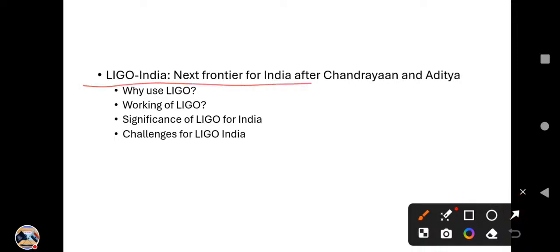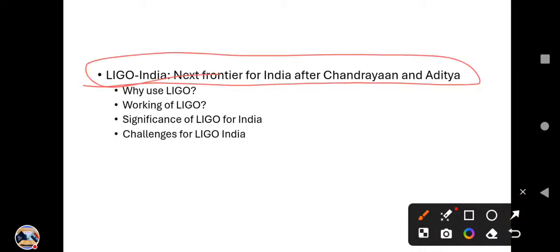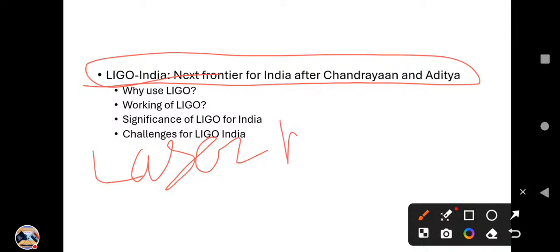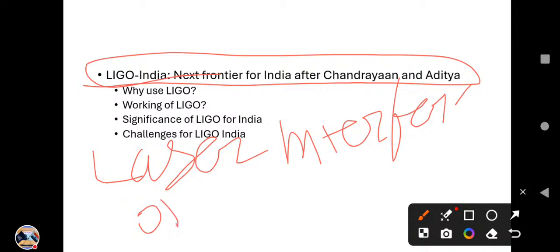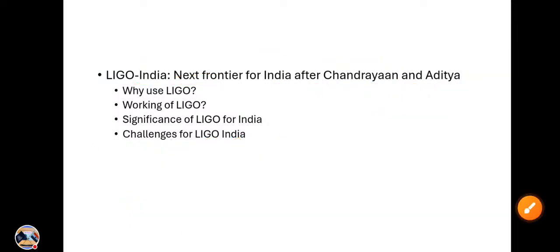Next is LIGO India, the next frontier for India after the Chandrayaan and Aditya missions. LIGO is simply defined as Laser Interferometer Gravitational-wave Observatory. So you can simply write this, LIGO, that means Laser Interferometer Gravitational-wave Observatory.